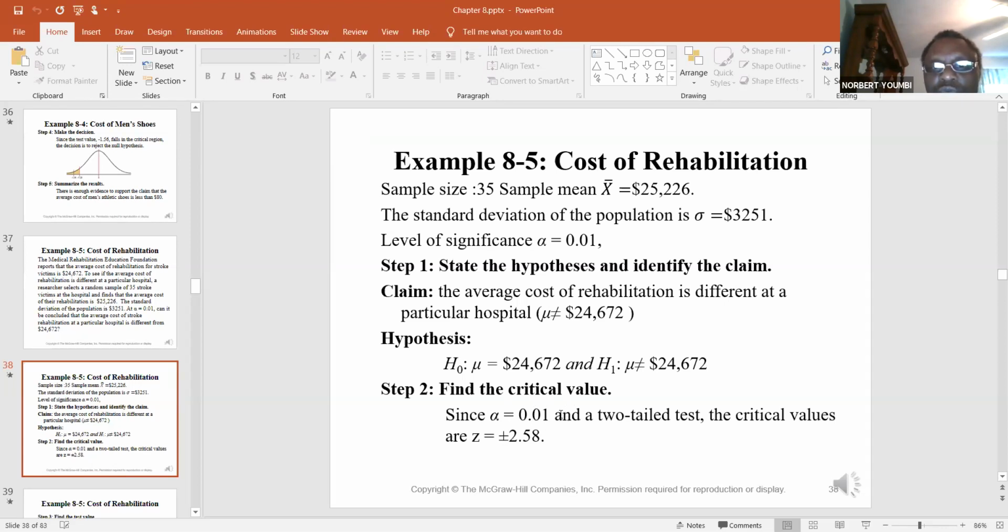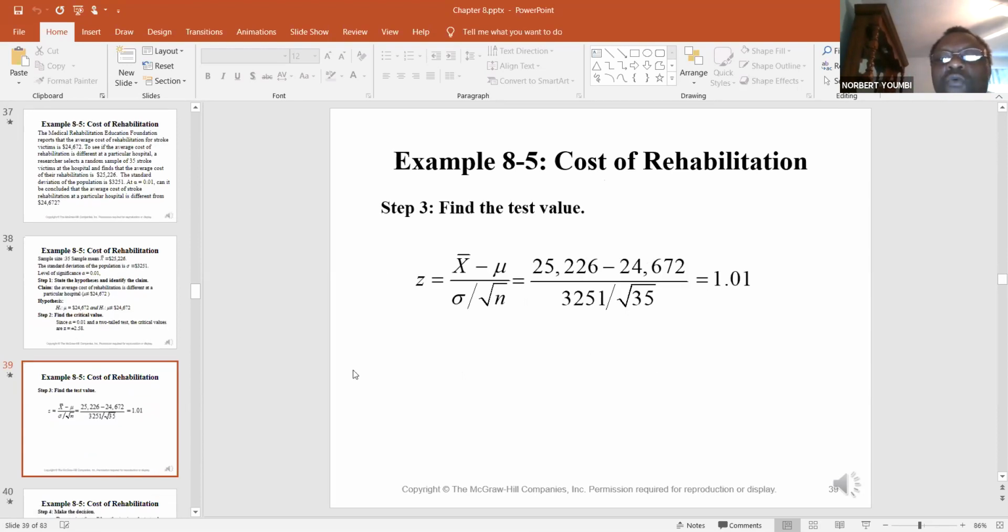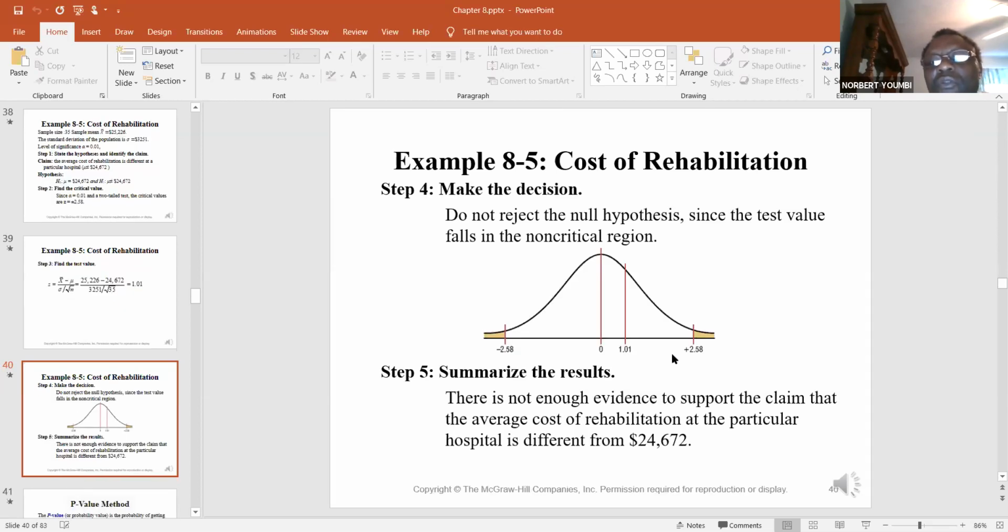we will divide it by 2 to find the critical value to be plus or minus 2.58. That is 0.005 to the left, 0.005 to the right. So now we compute the test value and it is 1.01. 1.01 is not in the rejection region. So there is not enough evidence to support the claim that the average cost of rehabilitation at the particular hospital is different from 24,672.